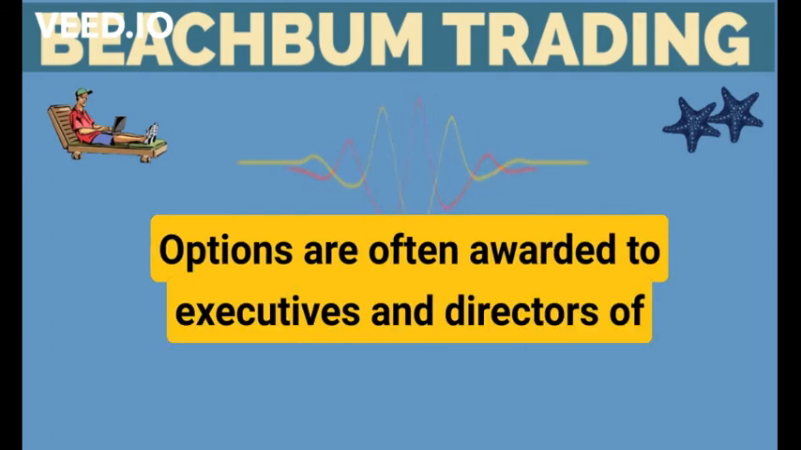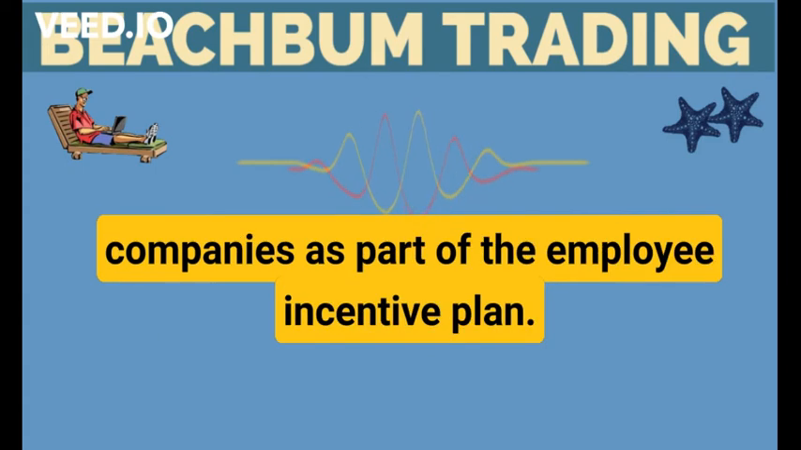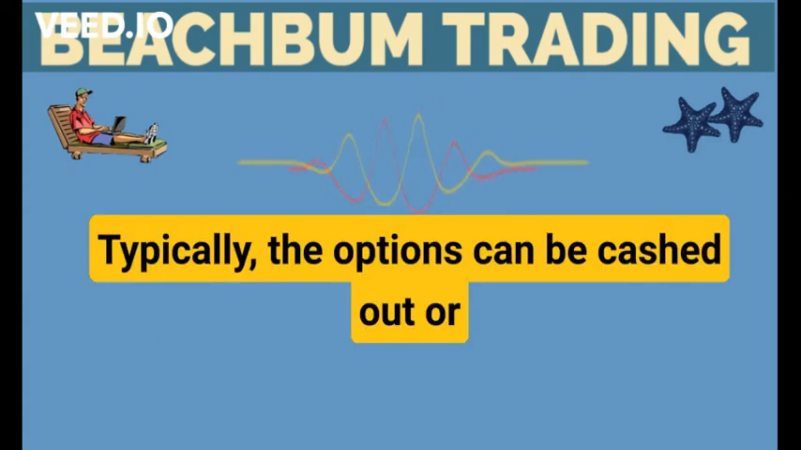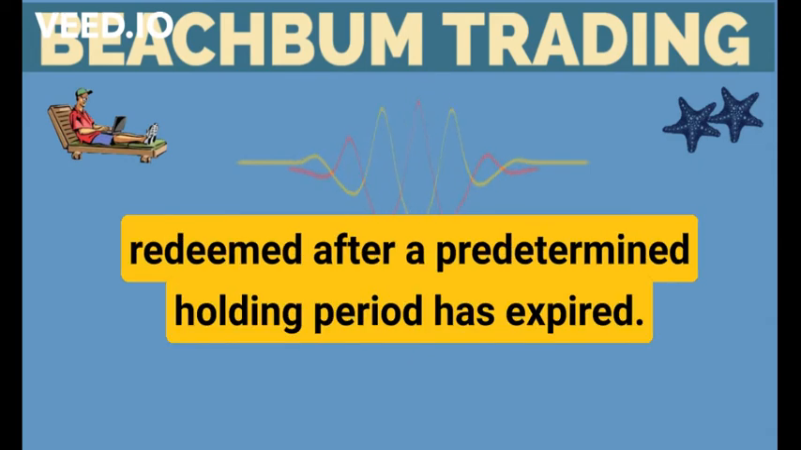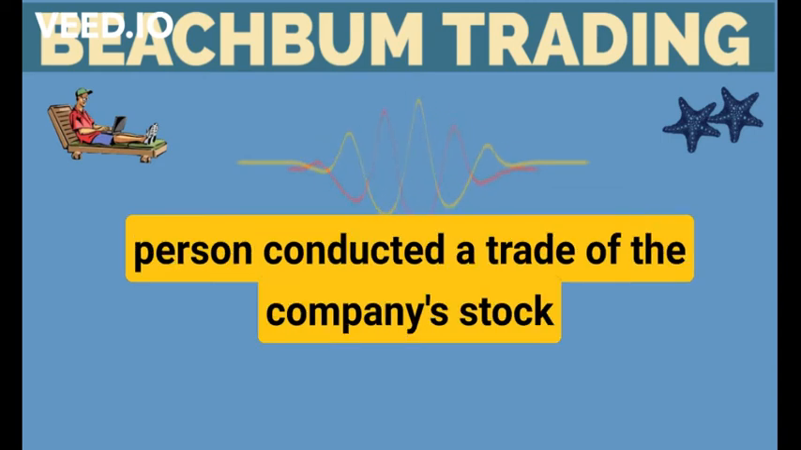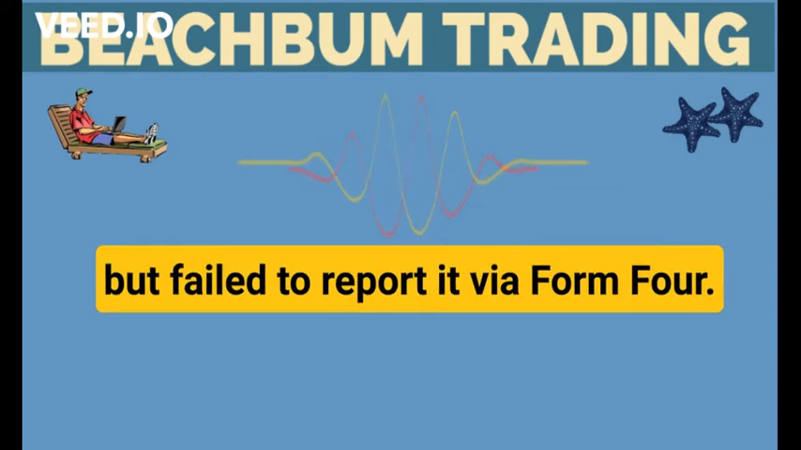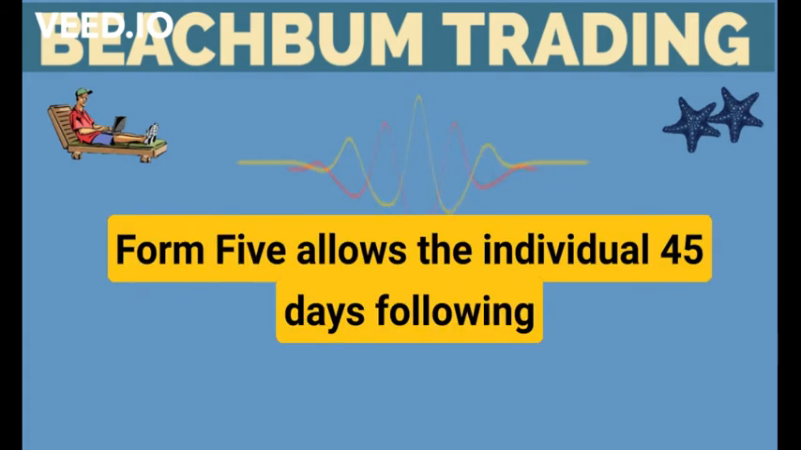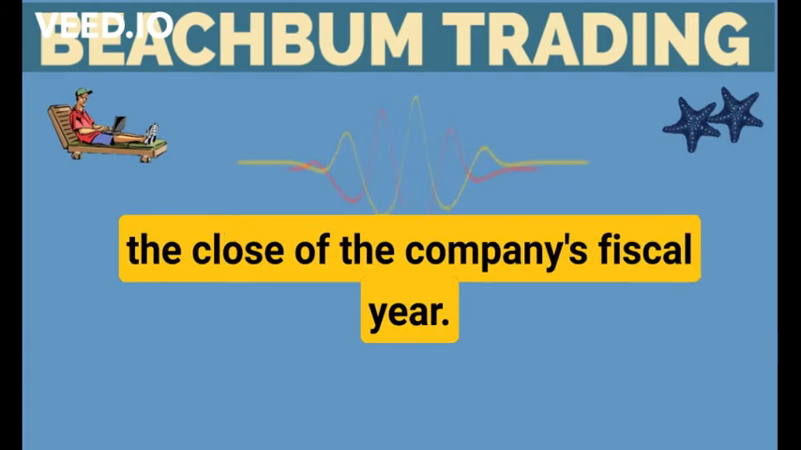Options are often awarded to executives and directors of companies as part of the employee incentive plan. Typically, the options can be cashed out or redeemed after a predetermined holding period has expired. Form 5. Form 5 is filed if a person conducted a trade of the company's stock but failed to report it via Form 4. Form 5 allows the individual 45 days following the close of the company's fiscal year.